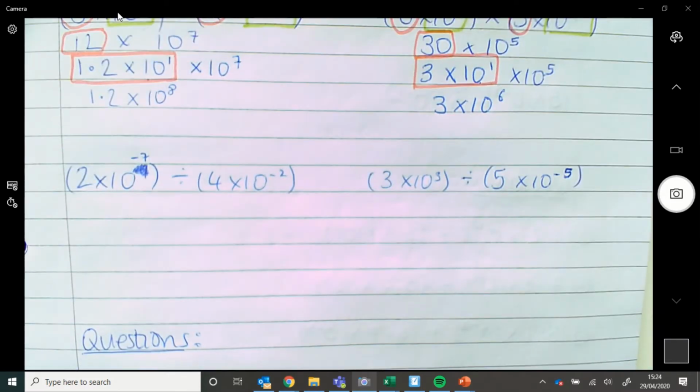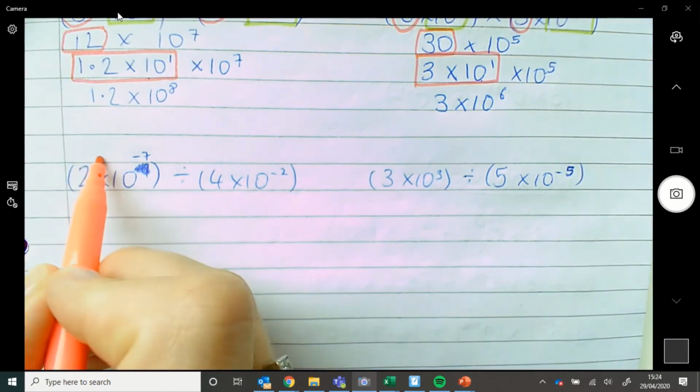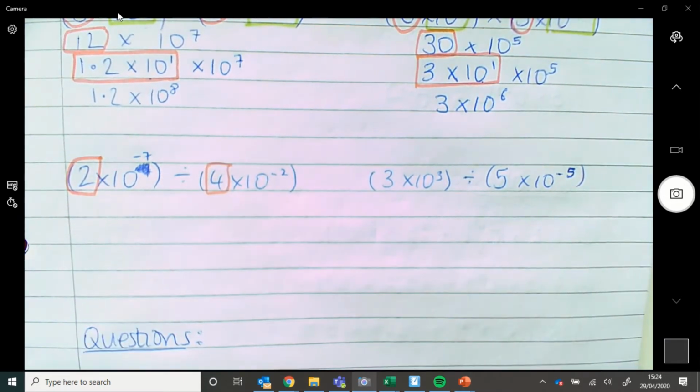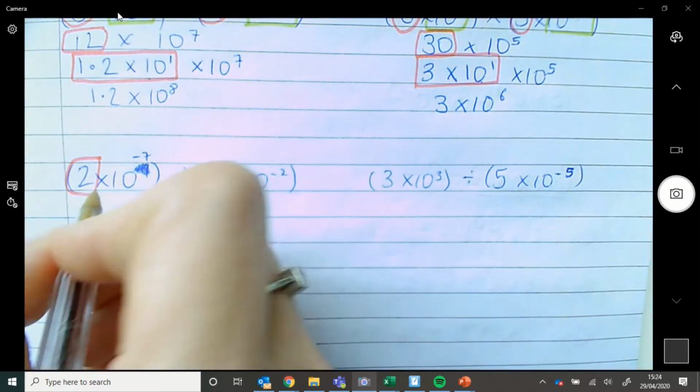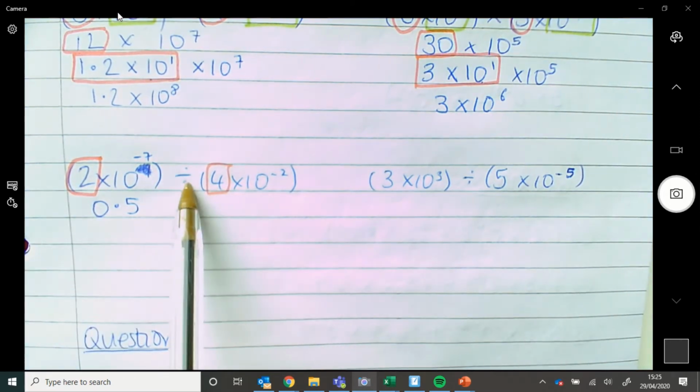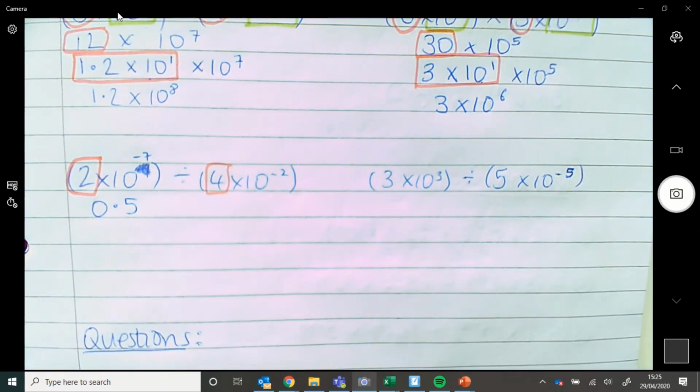First one, I've got 2 and I'm dividing it by 4. 2 divided by 4 is the same as a half, but I want to write it as a decimal, so I'm going to write 0.5. So 2 divided by 4 is 0.5.